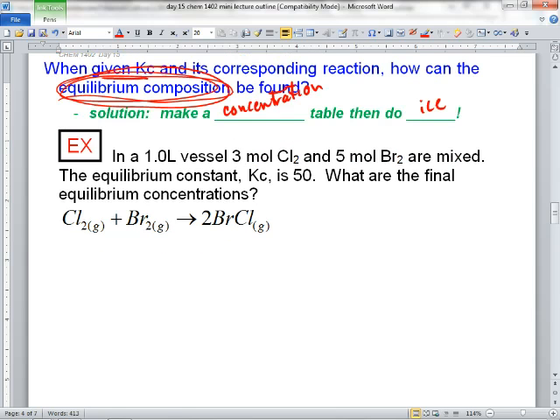We have a 1 liter vessel, 3 moles of chlorine and 5 moles of bromine are mixed. The equilibrium constant is 50. What are the final equilibrium concentrations? In other words, what's the equilibrium composition? So, Jessica Rojas, what should we do?